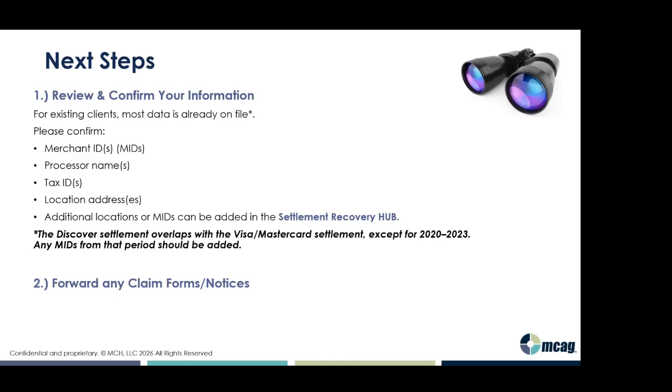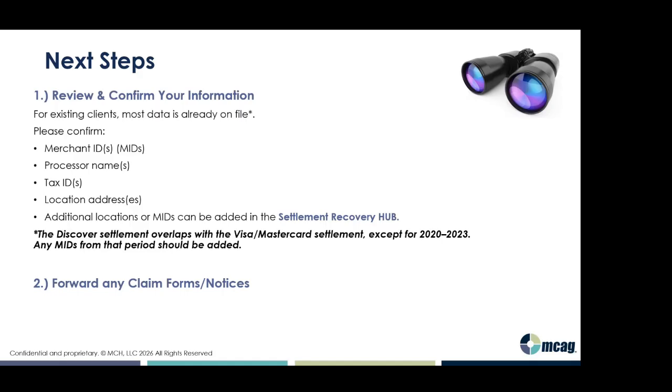Additional location or merchant ID numbers can be added in the Settlement Recovery Hub, or you can reach out via our website or call to speak with an account representative. We have included information on how to enroll in the hub in the next slide if you've not already done so. If we already have all the information from filing into the Visa MasterCard settlement, you should be all set, unless there are any merchant ID numbers that have been added for the years 2020 to 2023.